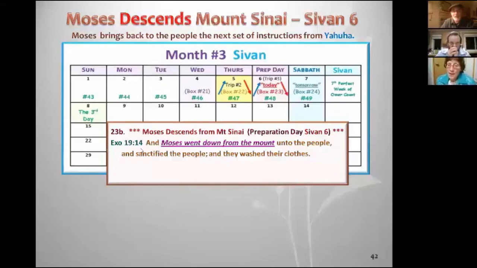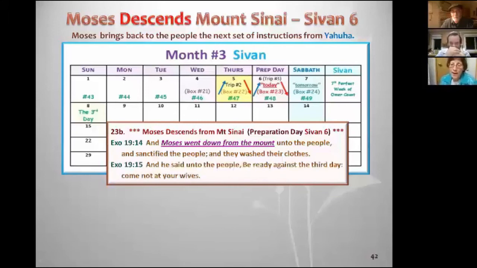So he comes back down in verse 14. He's coming back down the mountain. This is on preparation day. He went down from the mount onto the people, and he sanctified the people, and they washed their clothes. That's what it says. And then he said unto the people, be ready against the 3rd day, come not at your wives. There's the 3rd day, right here. That's the big day.